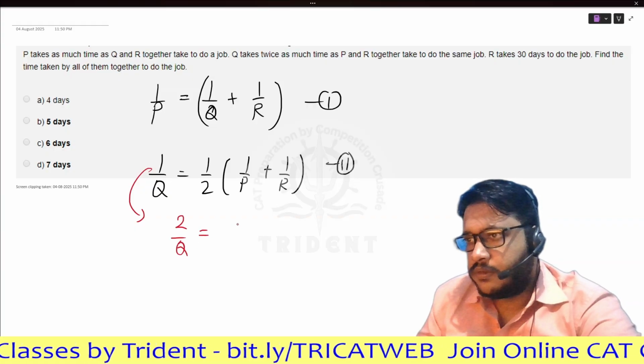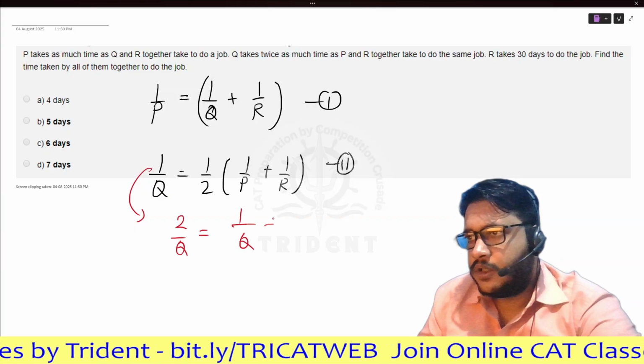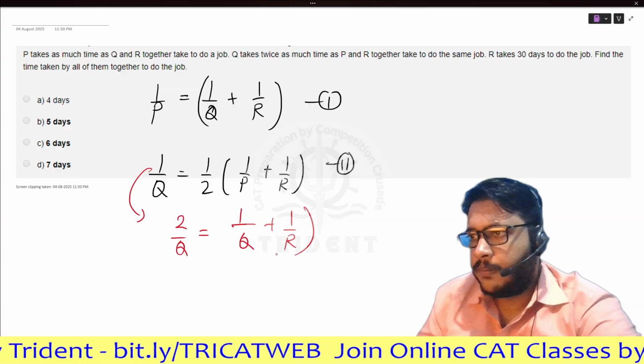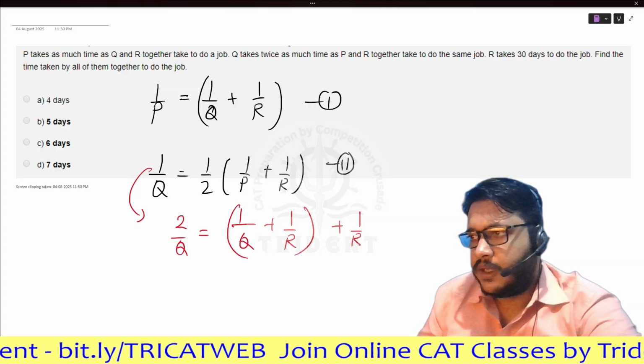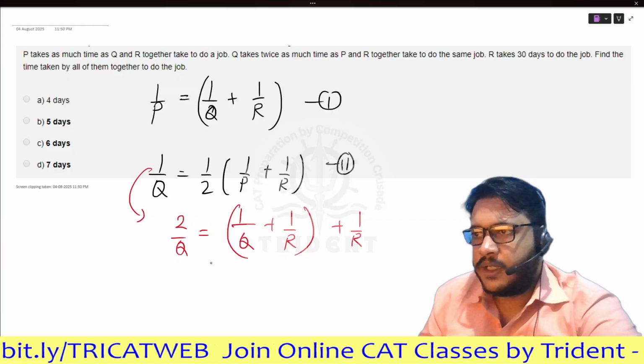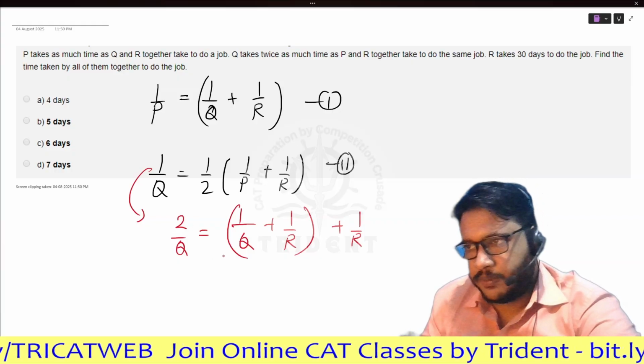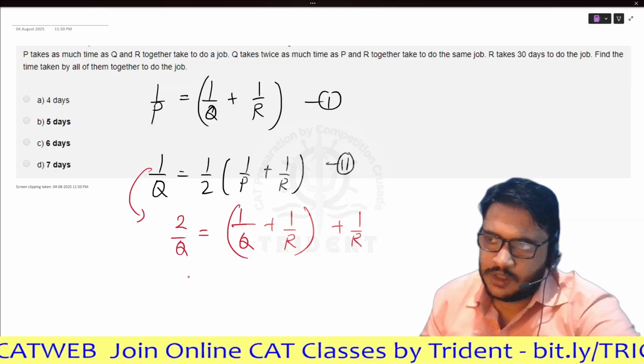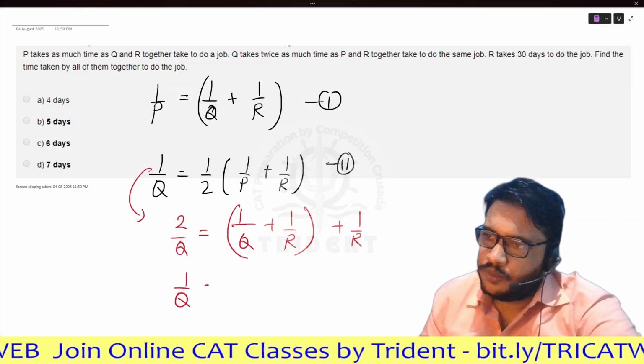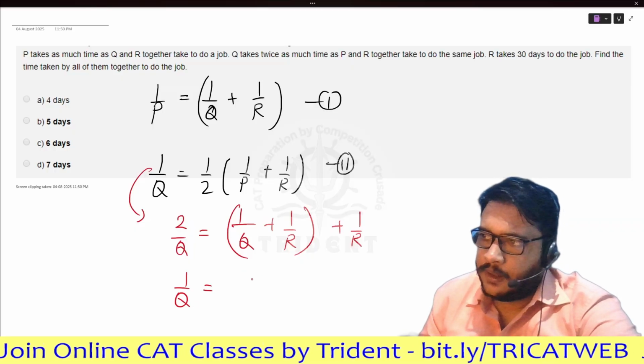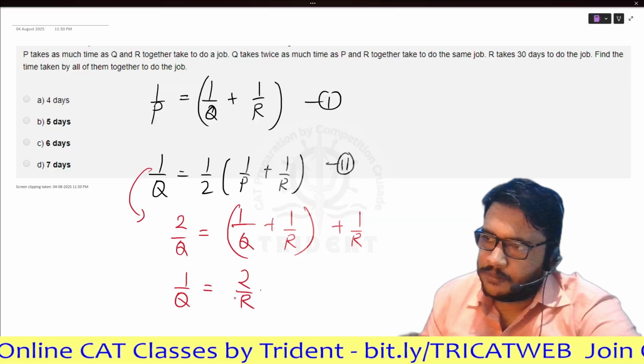2 by Q is equal to 1 by Q plus 1 by R plus 1 by R, right? So 2 by Q minus 1 by Q. If you take 1 upon Q common, 2 minus 1 is 1. So 1 upon Q will be 2 by R.